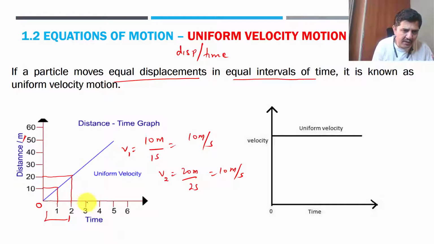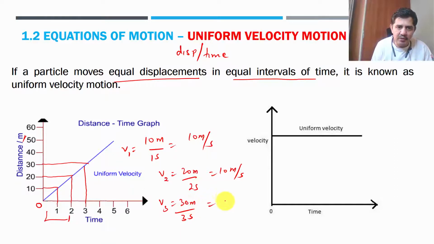So if you keep on doing it for each and every trial, let us say even for 3 seconds, I get v3 equal to 30 meters divided by 3 seconds. And thus for every value that I do here, you will always get the same value, which is 10 meters per second, which means the velocity is constant. A particle moves equal displacements in equal intervals of time, which means that for every 1 second the displacement is 10 meters.